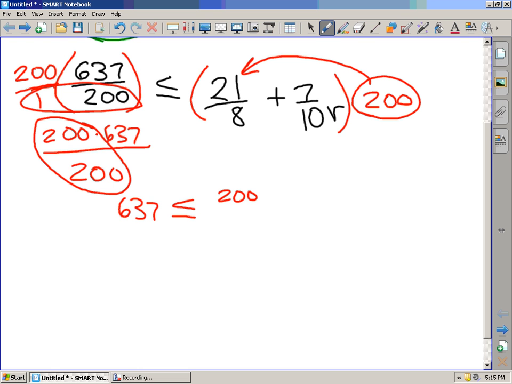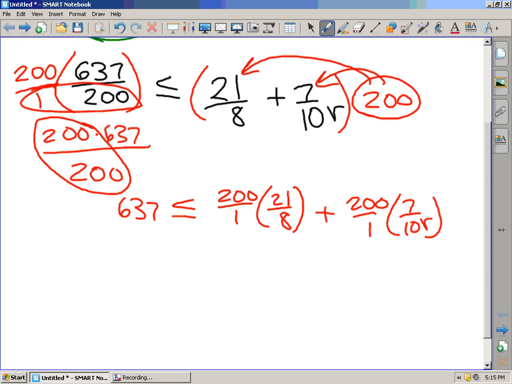So I'm going to write that out over here. 200 times the 21/8. And then I'm going to add to that 200 times the 7/10 r. And I always write out the 200 or the integers as fractions when they're being multiplied by fractions. Now, we could simplify here. So we could simplify these two because we know that they're both divisible by at least 4. I know they're both divisible by 4. So you could do that at first, or you could just multiply the 200 times the 21 and the 1 times the 8 and get your value and then simplify from there. Either way, it doesn't matter. You'll get the same result.